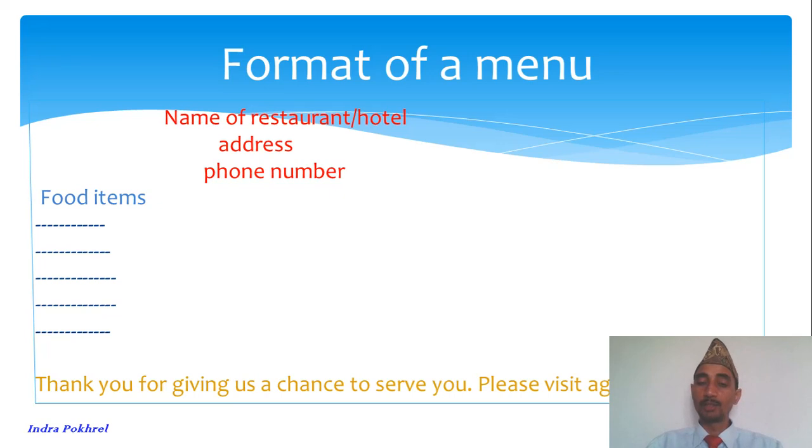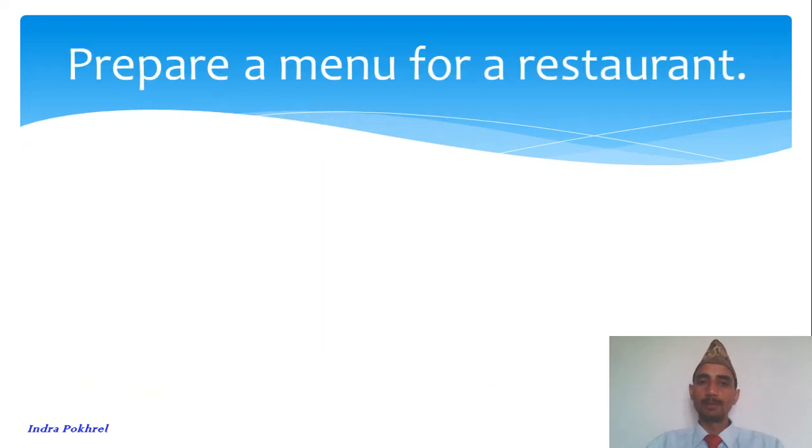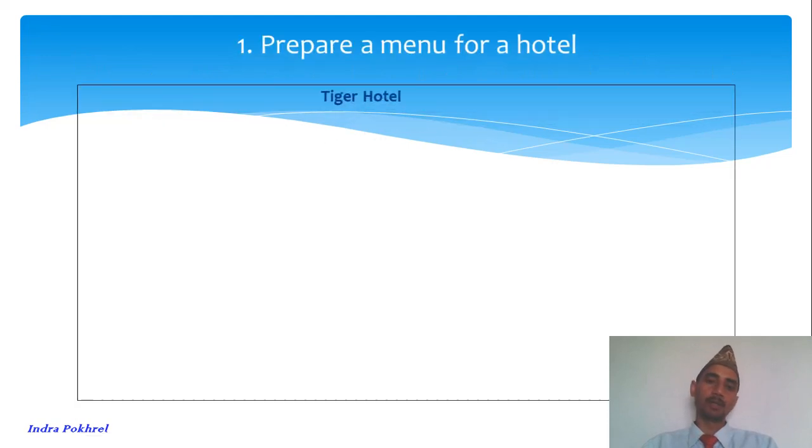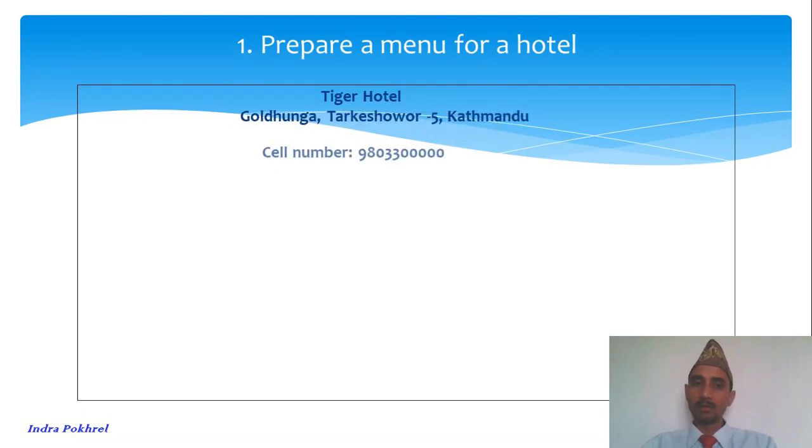Okay, so let's see the sample. Prepare a menu for a restaurant. So how do you prepare? What is the first part? Topic means name of the restaurant or hotel. So what do you put as the name of the hotel? Here is the Tiger Hotel. This is the topic, followed by address or phone number, but this is not compulsory. However, you can give it to provide more information.